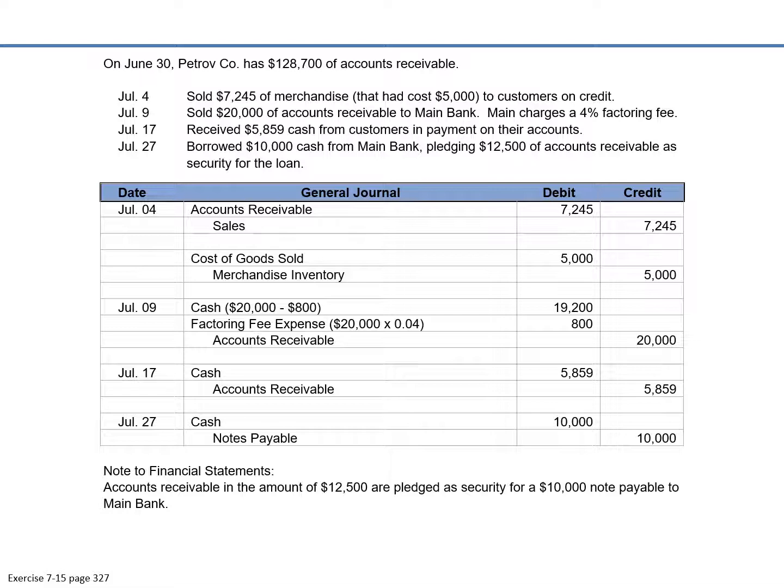Same idea. But what you're required to do under GAAP, the generally accepted accounting principle rules, is that in the notes to the financial statements, which is all the words that follow the financial statements with the numbers themselves, you make a note saying that the accounts receivable in the amount of $12,500 are pledged as security for a $10,000 note payable.